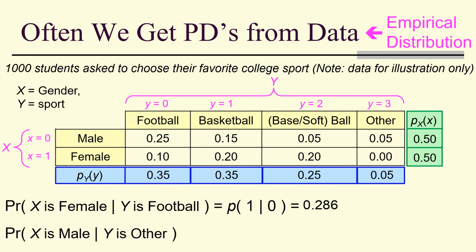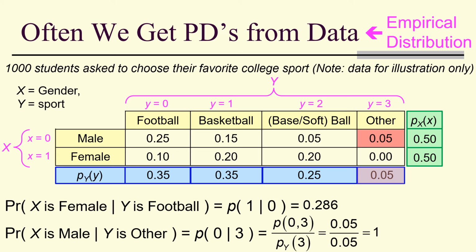Let's do another example. Let's look at the probability that x is male given that y is other. It's the probability that x is 0 given that y is 3. And that's the joint probability of 0, 3 over the marginal of 3. And notice that the probability of being female and other is 0. So therefore, the values that we have to use to calculate are the same. In other words, the conditional probability is 1.